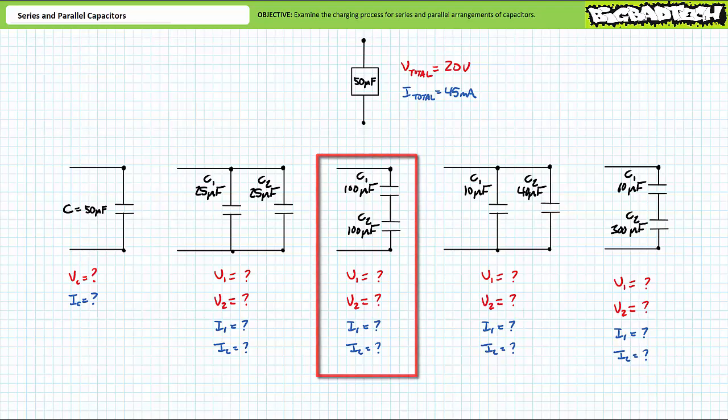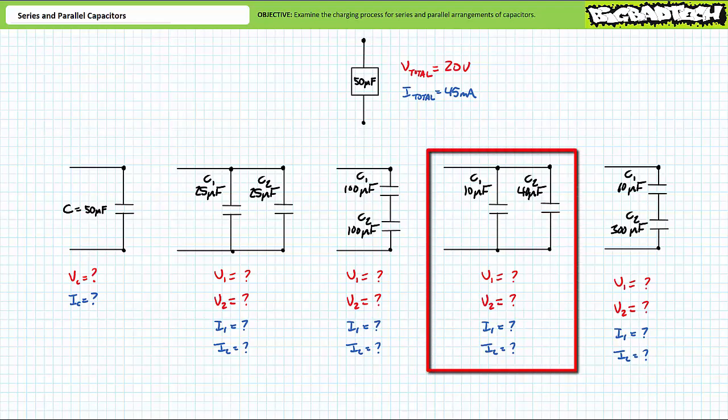This also should be pretty easy. Scenario 4. It's a parallel combination of a 10 microfarad and a 40 microfarad capacitor. Given the above instantaneous data, solve for the voltage across each capacitor and the current through each capacitor. This might take some thought.